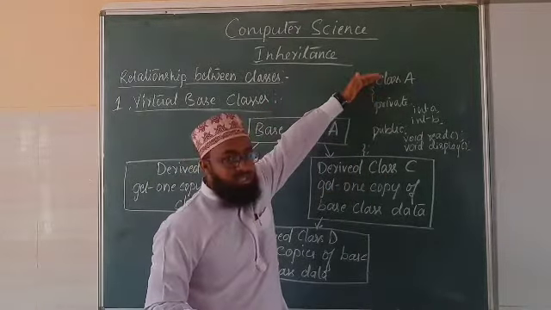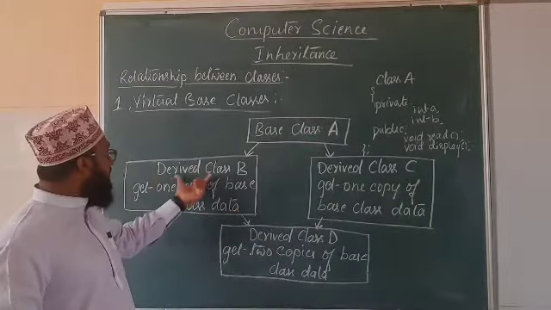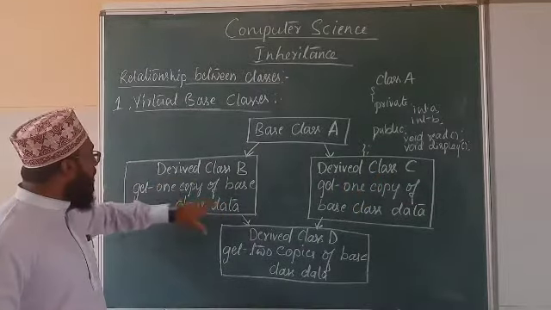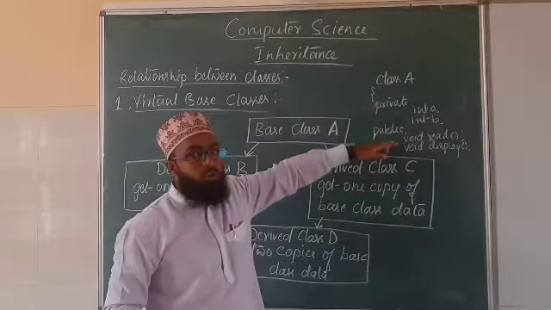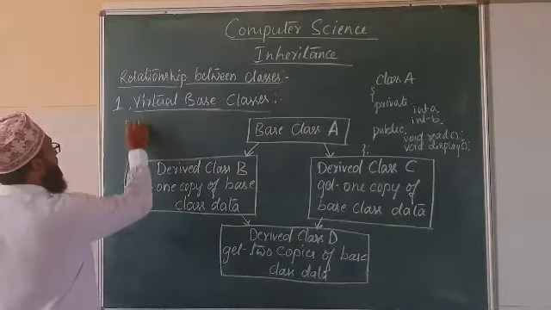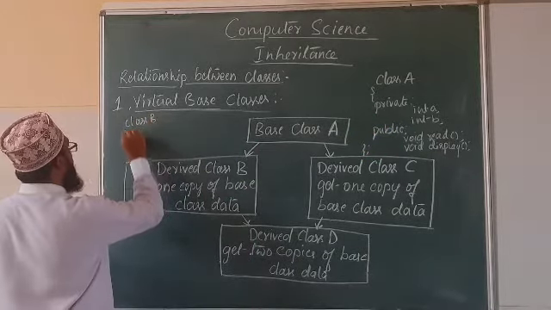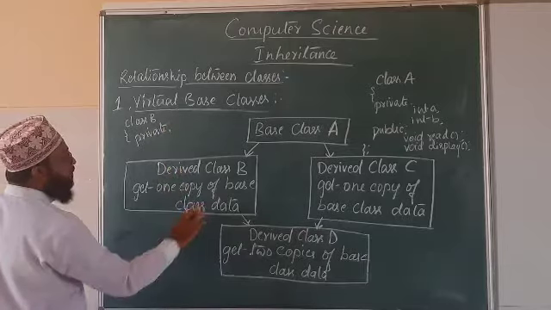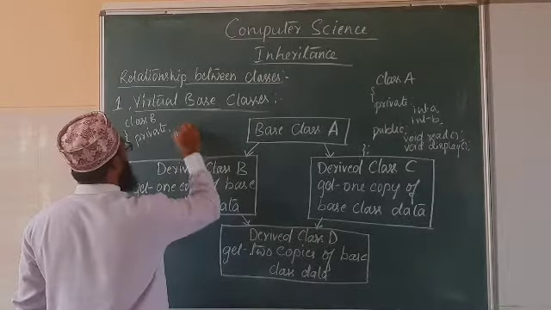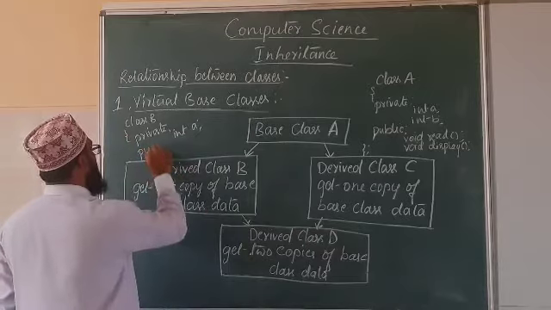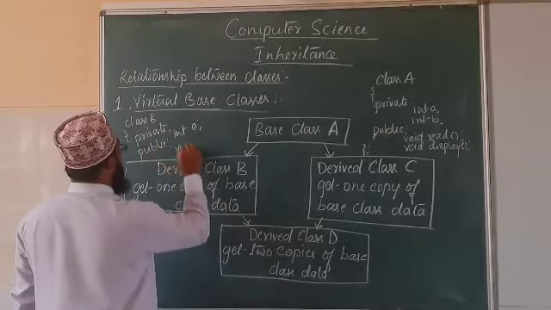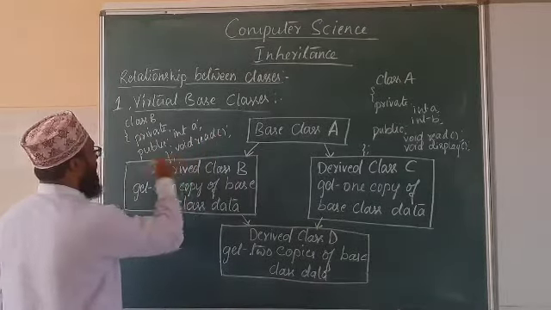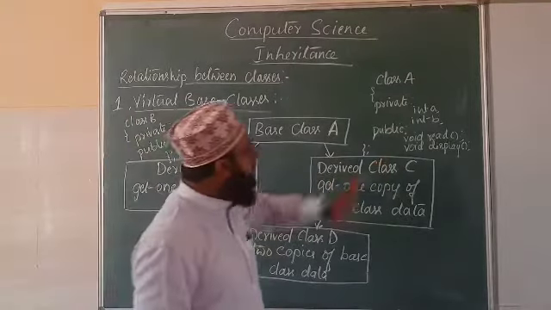Now from this base class, we will derive 2 classes, derived class B and derived class C. Derived class B gets 1 copy of base class data. That means this is derived class B. Open private. Under private, it will take 1 copy of base class int A. Just 1 copy. Then public void read. It will take just 1 copy of the base class.